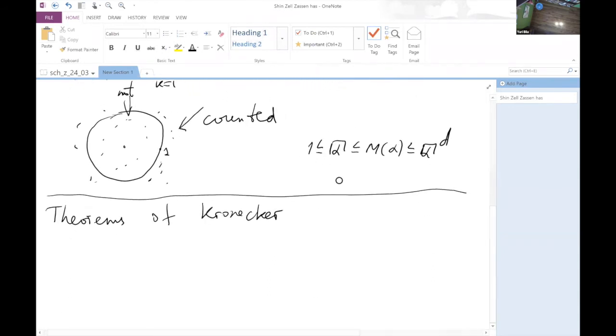So theorems of Kronecker. First, the Mahler measure is 1 if and only if the house is 1, and if and only if alpha is a root of unity.